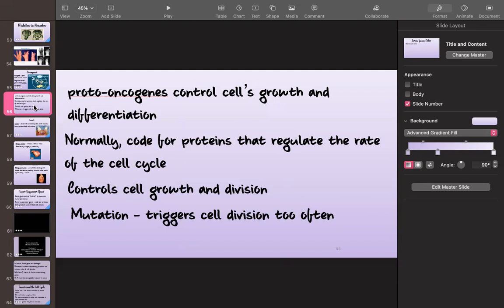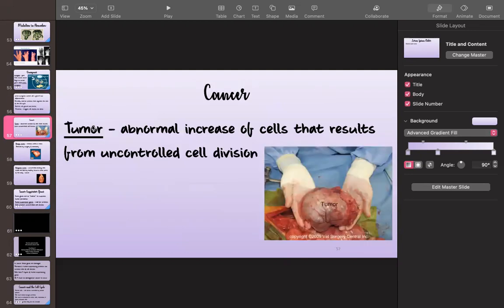Now, if cells divide out of control, you end up with something called a tumor. Again, a tumor still doesn't necessarily mean cancer. It depends. I'll talk about that here in a second. A tumor is just an abnormal amount of cells in the body that result from uncontrolled cell division. You can see the picture there of a tumor being removed.